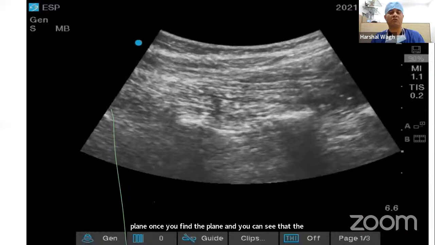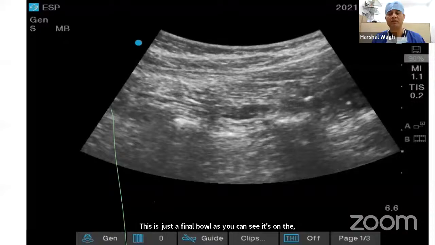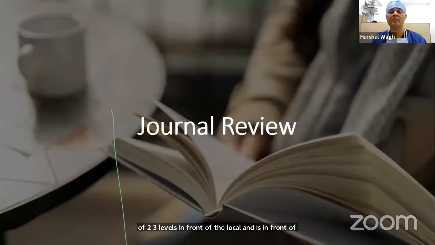You can see it went off 2-3 levels in front of the point of injection. You know that it covers a fair bit, and you can see that when you scan up and down to see how your local anesthetic has spread.